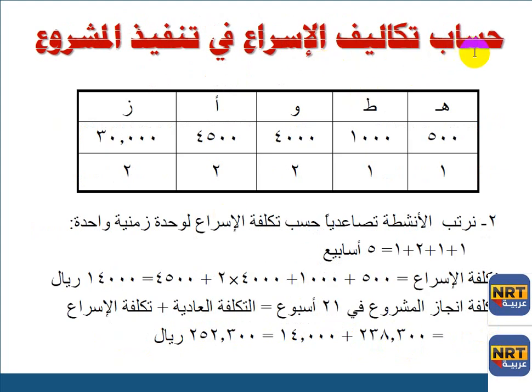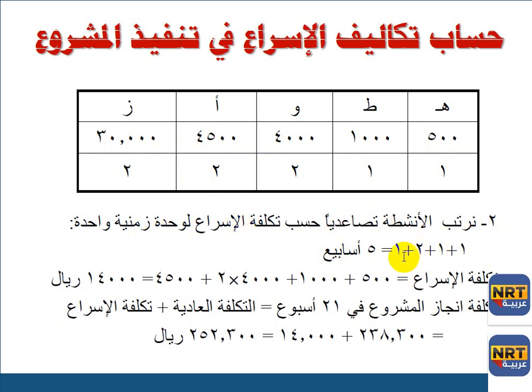Computing the cost of crashing a task: activity H, activity Ta, activity Waw, activity Alif, activity Zai, with costs of 500, 1,000, 4,000, 4,500, and 30,000 respectively, and crash of 1, 1, 2, 2, 2. As you can see, this is the optimal duration for each activity. We ascendingly sort the activities according to the crash cost for each unit time.